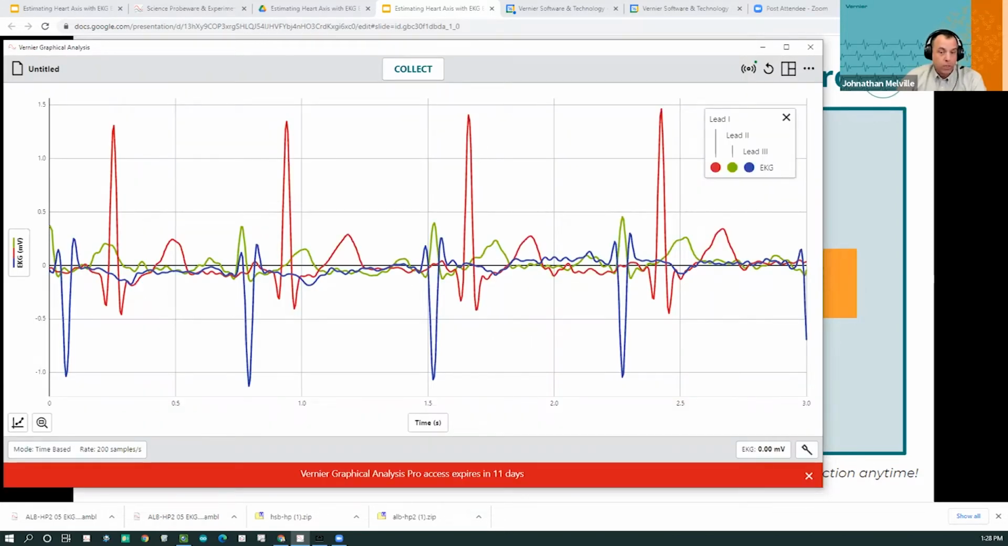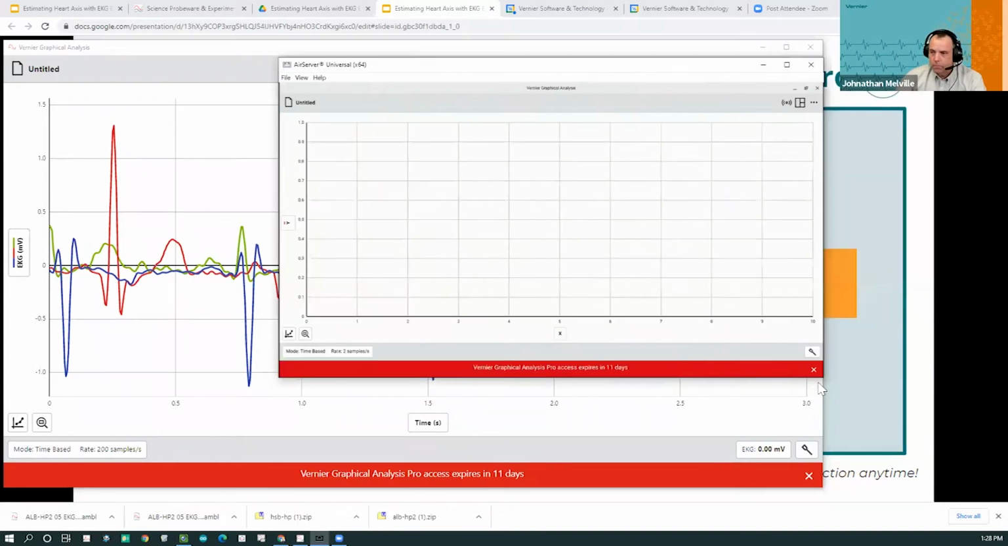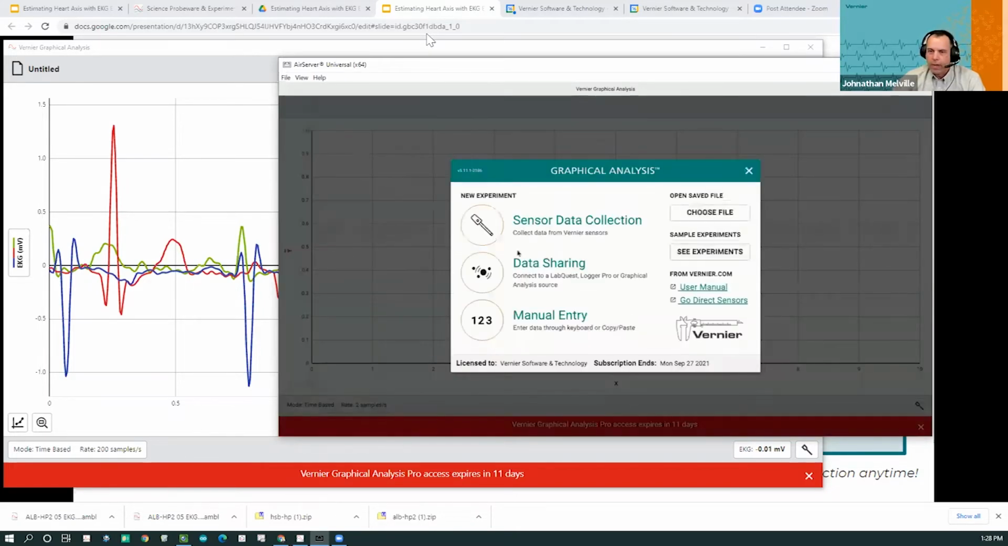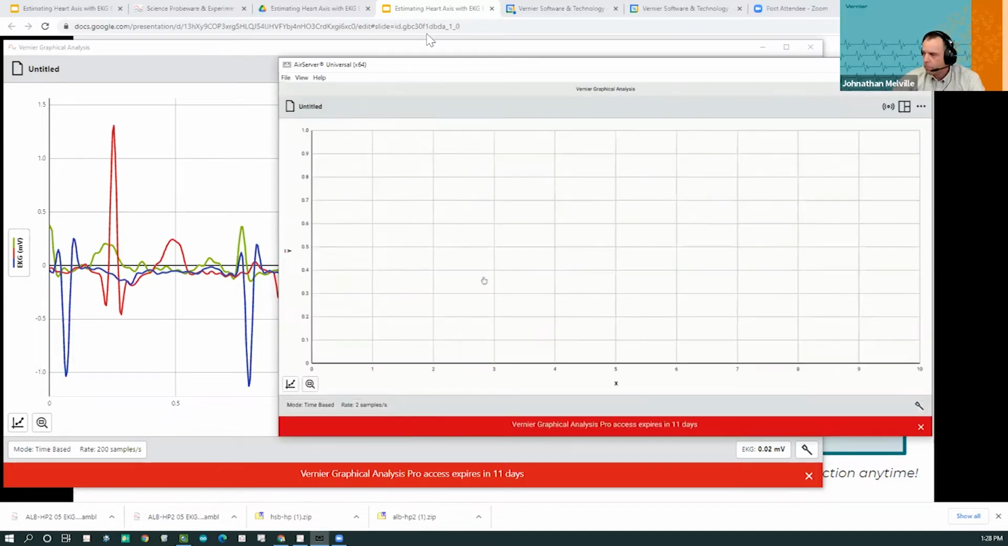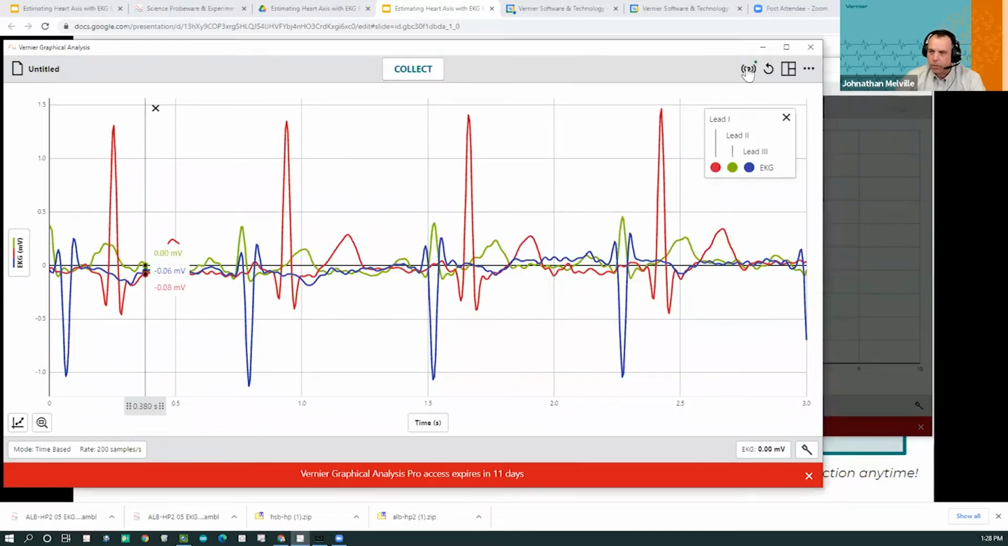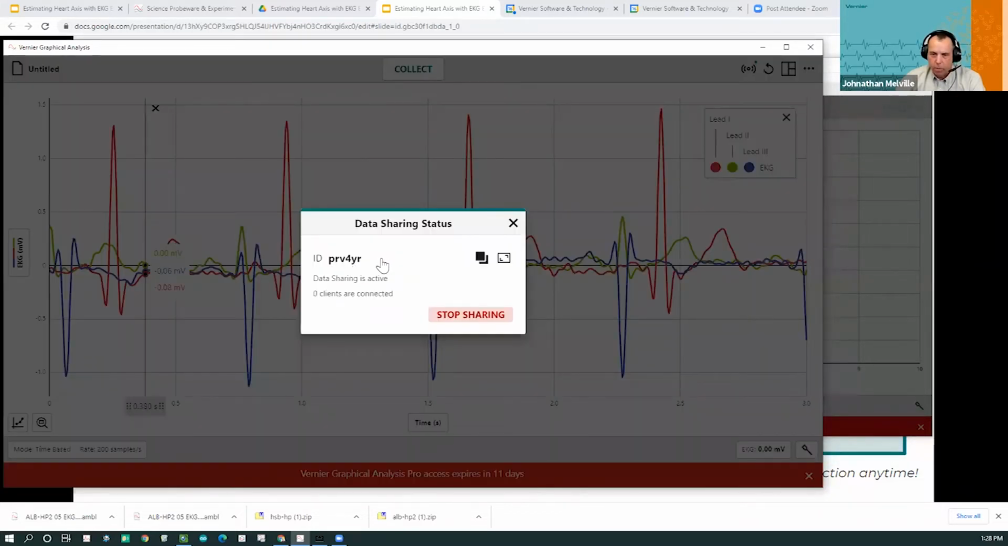I have a Chromebook in this room, and this Chromebook is on the same network. What I'm going to do is start a new session of Graphical Analysis, and I am going to choose data sharing. And then I am just going to type in that code. And that code, once again, was PRV4YR.